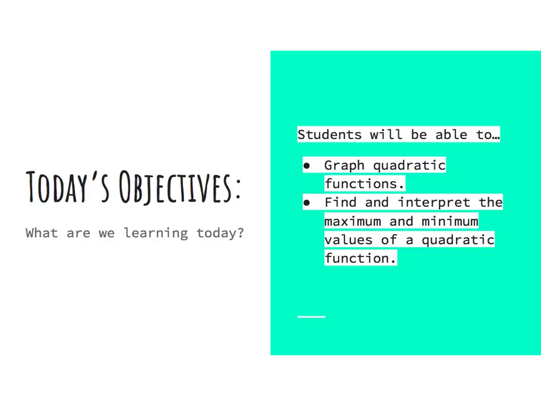Hi everyone, today we're starting chapter 4 and in this unit we will be dealing with quadratic functions. Today we're going to be talking about graphing them. Our objectives for today are that students will be able to graph quadratic functions and find and interpret the maximum and minimum values of a quadratic function. Let's get started.